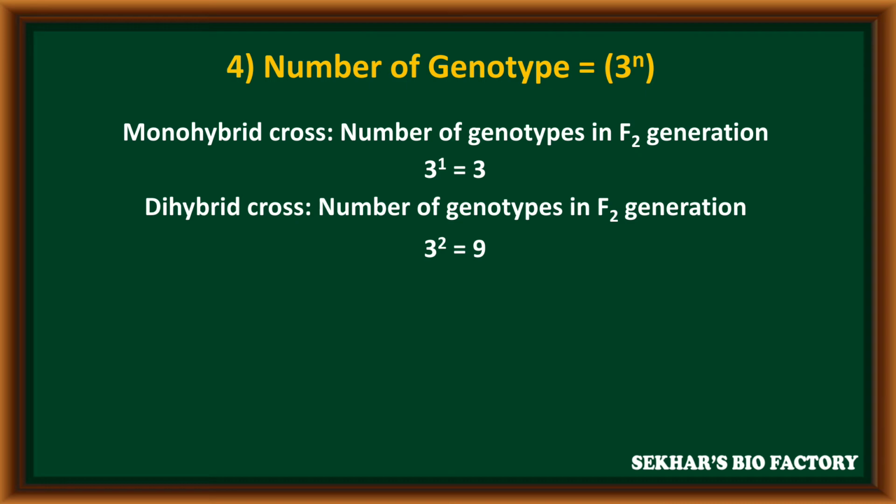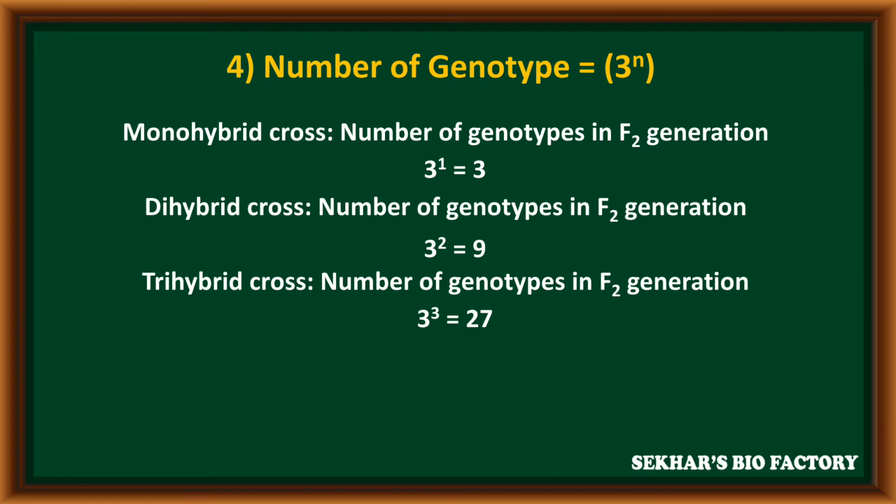In dihybrid cross experiment, to know the types of genotypes in F2 generation, n is equal to 2, so that 3 power 2 is equal to 9. In F2 generation of dihybrid cross experiment, totally 9 types of genotype combinations are produced.